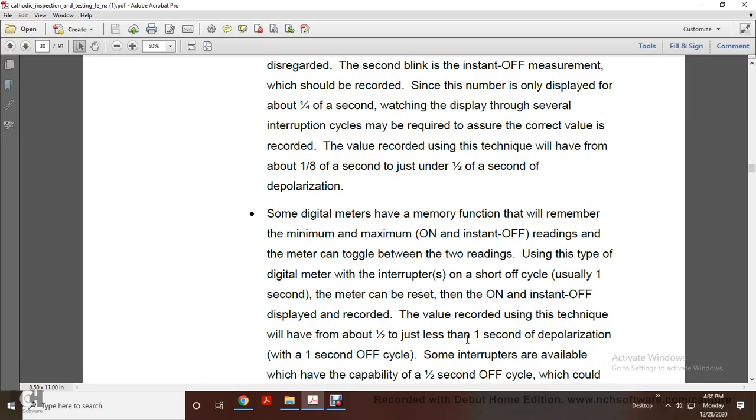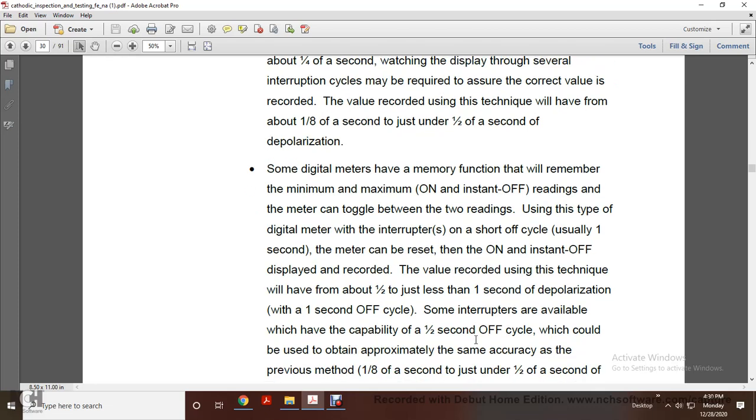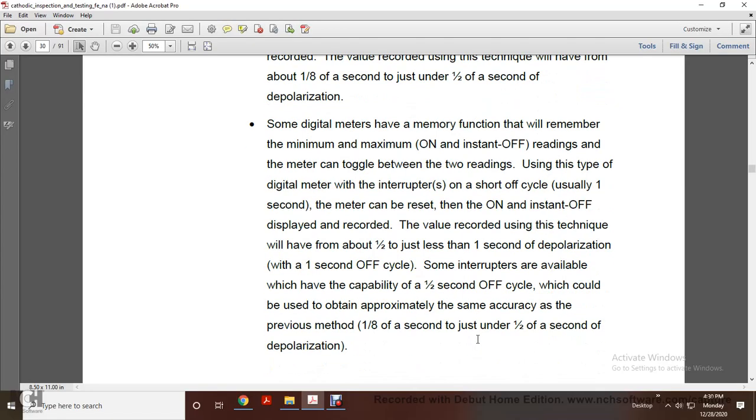Use this type of digital meter with the interrupter in a short off cycle, usually 1 second. The meter can be reset on and off, and the on can then be reset, with the instant off display recorded. A recording using this technique will have 1/2 to just 1 second of depolarization with a 1 second off cycle. Some interrupters are available with half second off cycle capability, which could be used to obtain approximately the same accuracy.